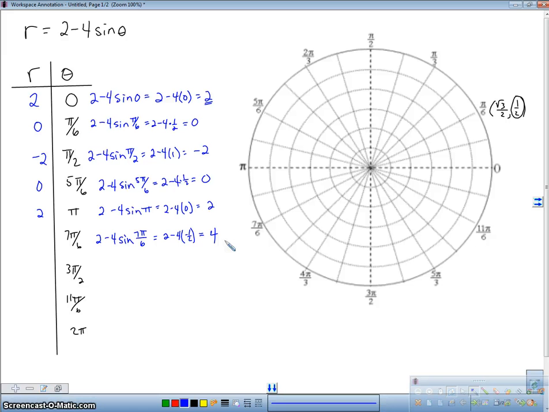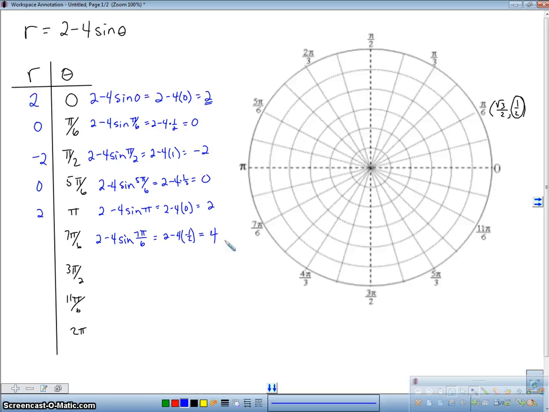For a rose, the pattern happens. The rose goes 2, 0, negative 2, 0, 2, 0, negative... I could keep going. Same pattern for a rose. But that's not true for something like this. It's a limaçon or a lemniscate or a cardioid or something.